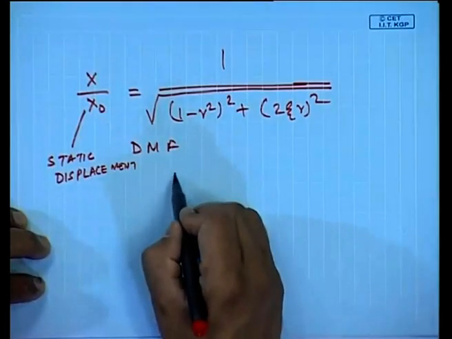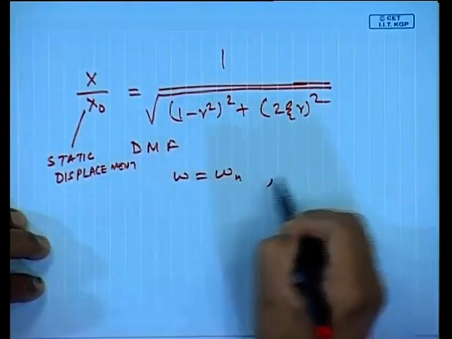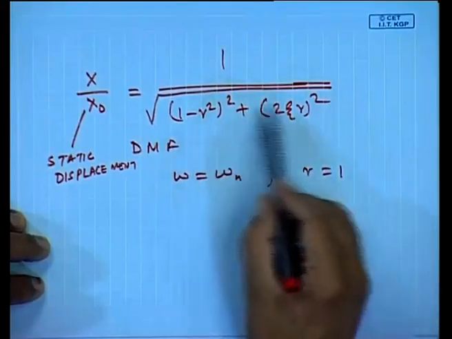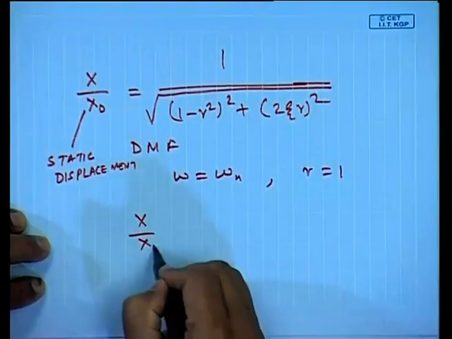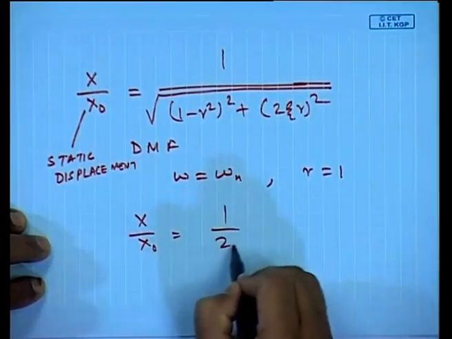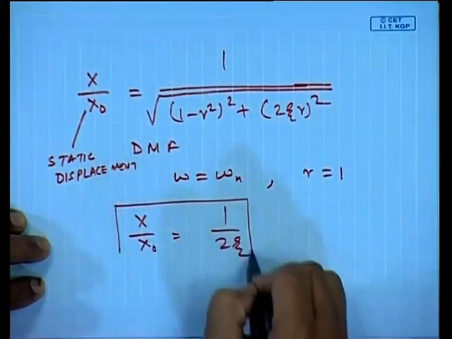So, if omega is equal to omega n, resonating conditions will have r equal to 1. So, this term is going to disappear and I will have x by x naught as 1 by twice zeta. Okay.